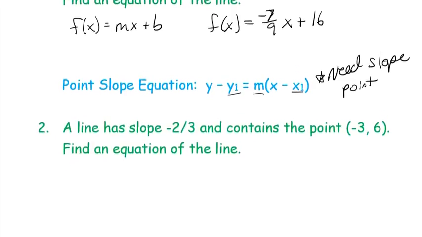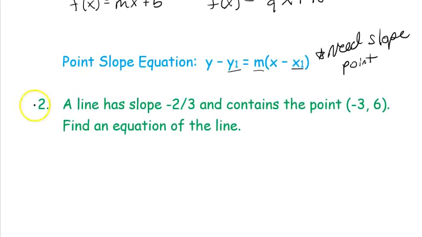Okay, so let's do an example where we use this point-slope equation. We want to find the equation of a line that has a slope of -2/3 and contains the point (-3, 6). So this is the two things I was just saying we need. We have this slope and we have this point. So what I do is I write it out like it has holes in it, and I just fill in the holes. So the slope is -2/3. I'm going to stick that here. And then the y value is 6 and the x value is -3.